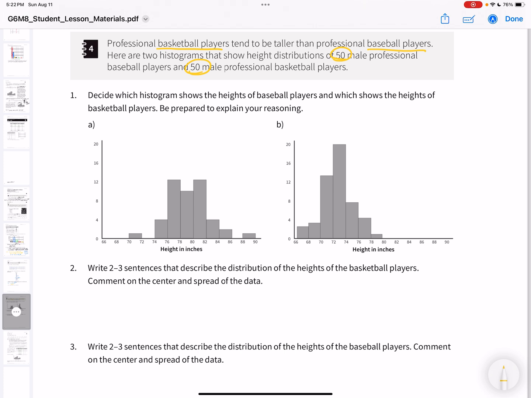Well, let's look. They both go from 66 to 90 inches. But it says basketball players are usually taller than baseball players. So if I'm looking for my center, I'm going to say my center is somewhere around here, around 80 on this one. Let's look here.